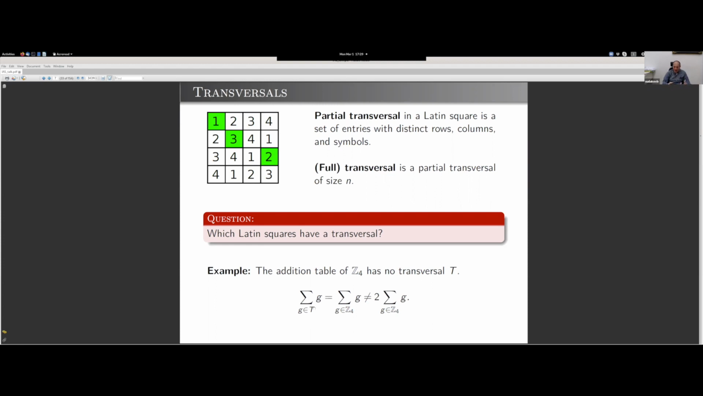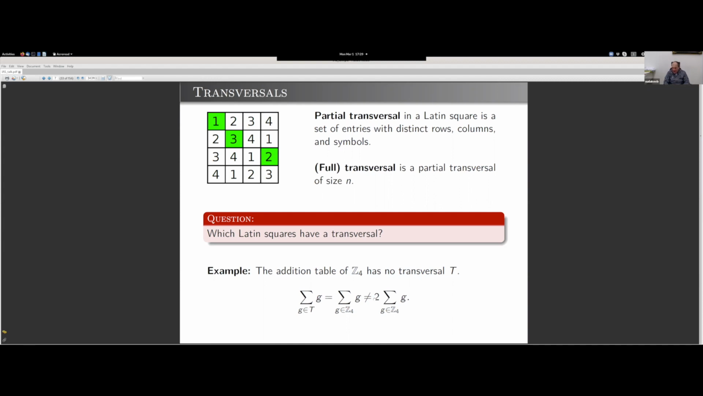But because these entries were coming from the addition table, every entry was a sum of 2 other entries. So the same sum should equal twice itself. And obviously 2 mod 4 and 4 mod 4 are different numbers. So therefore, this is impossible.